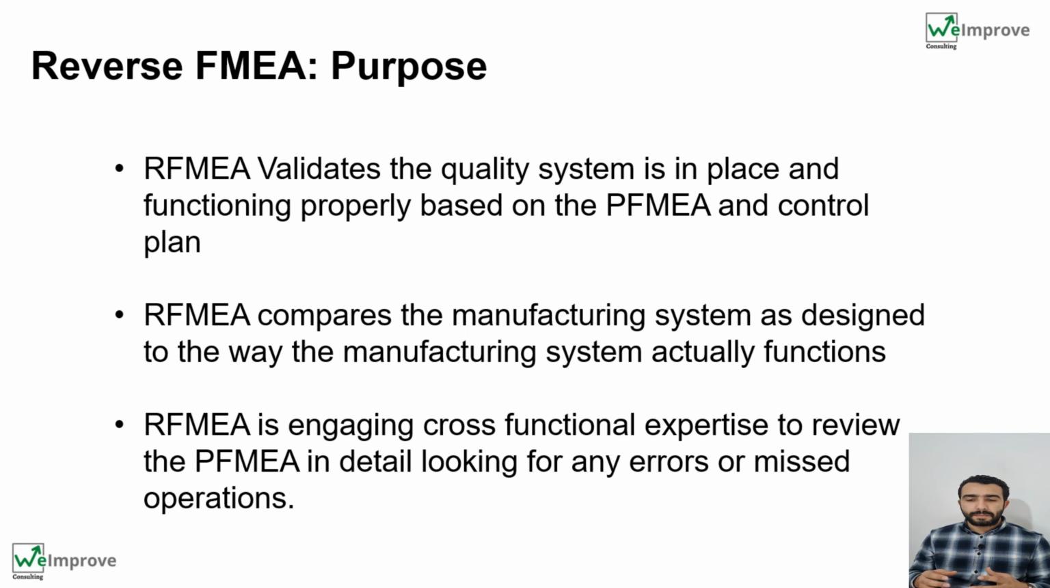The reverse FMEA compares the manufacturing system as designed to the way the manufacturing system actually functions. What's happening here is that when you are building your FMEA, sometimes you don't even have the machines or the process yet. After you implement the process and start the production, sometimes you find out that there is something which is not good. Sometimes you have to add some rework stations, sometimes some firewalls and so on. The problem here is that when you start to add these new stations, you are not thinking to go back and update the FMEA.